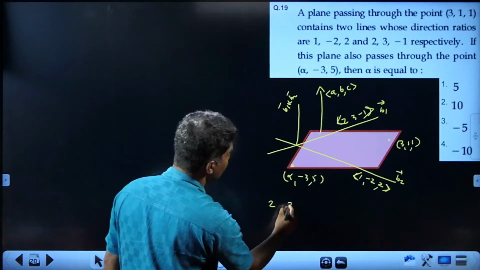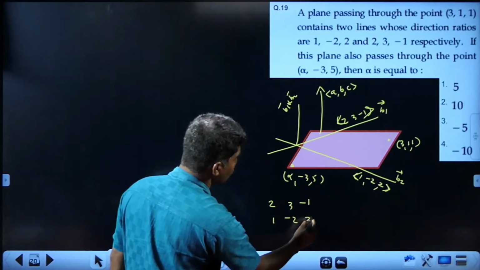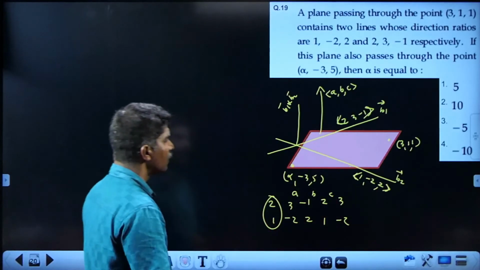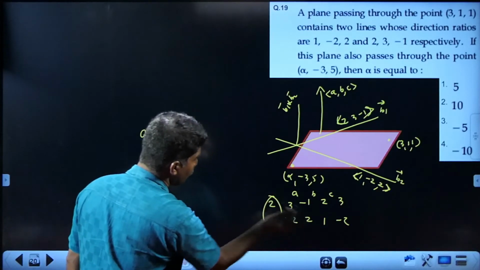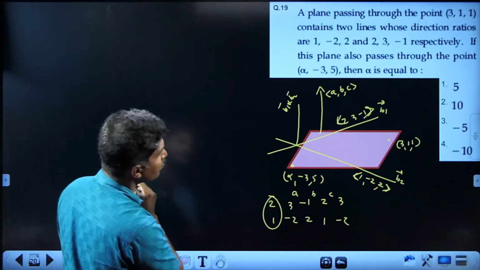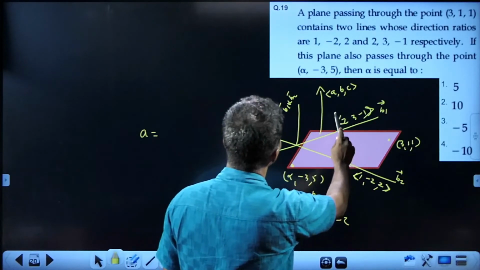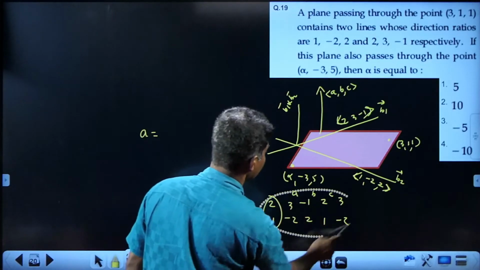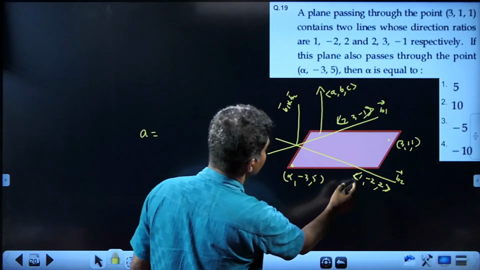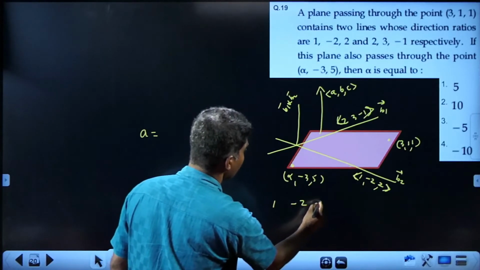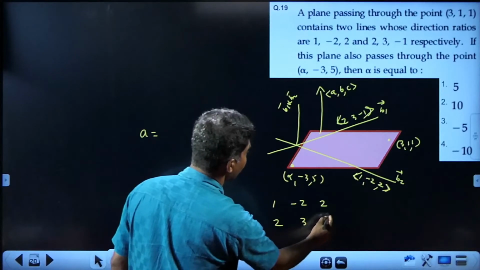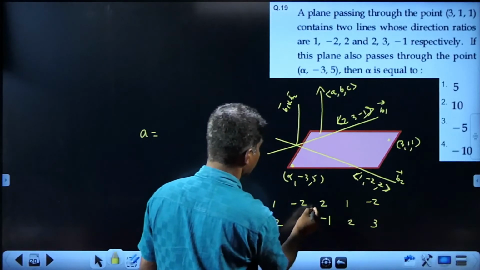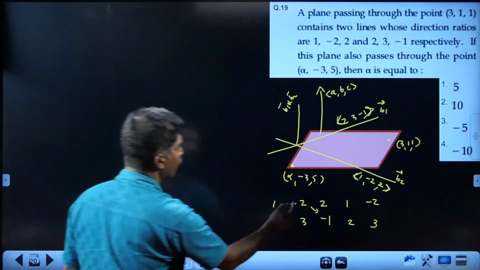You will write it as 1, negative 2, 2, sorry, here it is 1, wrongly I have written. The direction ratios are 1, negative 2, 2 and 2, 3, minus 1. Then we will write 1, 2, negative 2, 3, 1, 2, negative 2, 3. Here you will write A, here you will write B, and here you will write C.